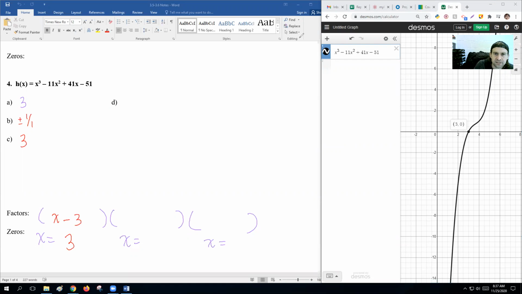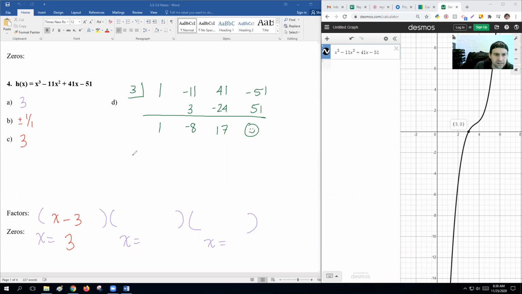So to figure out the other two, we need to take our problem and synthetically divide that by 3. So we have 1x cubed, negative 11x squared, 41x, and negative 51. Drop down the 1 is 1. 1 times 3 is 3. Add it to negative 11, that's negative 8. Negative 8 times 3 is negative 24. Add that to 41, that is a positive 17. Times that by 3, that'd be a positive 51, which works out perfectly.